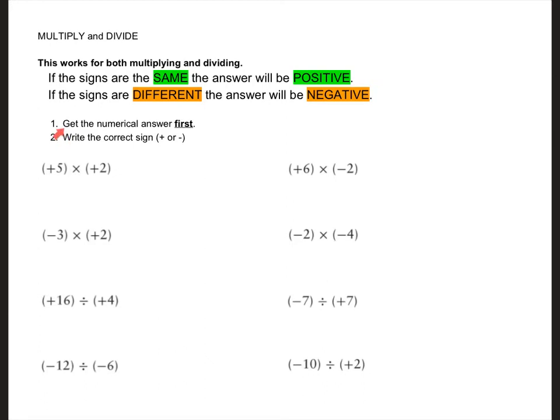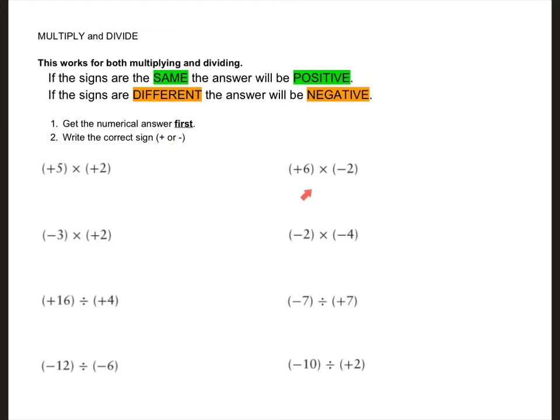One more thing. The steps here: get the numerical answer first and then write the correct sign on it, okay? Whether the answer is positive or negative. Typically, kids look at these questions and they go, okay, so my first one's negative and then my second one's positive, and what's the rule again? And I forget. Don't worry about that. Put the sign on at the end, okay?